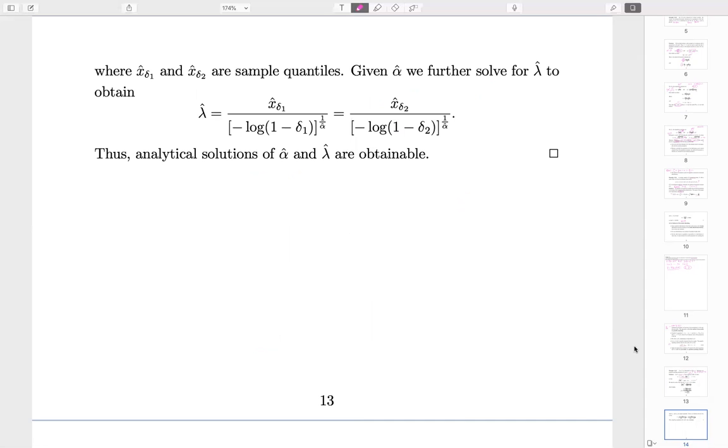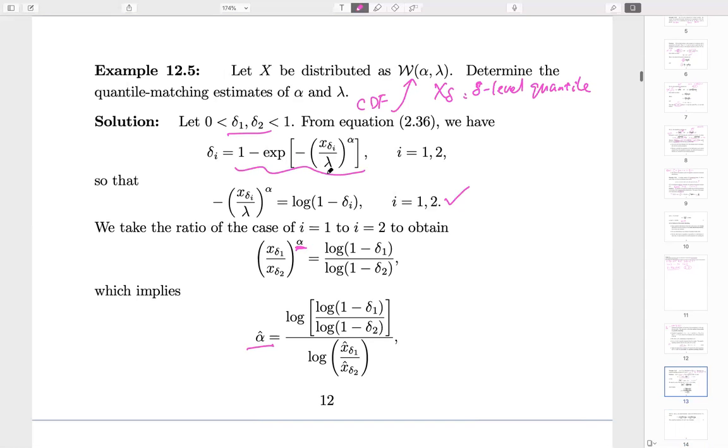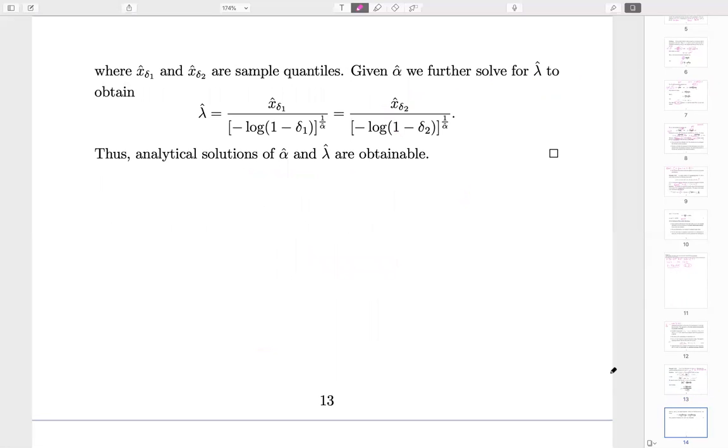This is a nice example because, first of all, we are able to eliminate one of the parameters to arrive at an equation of 1 unknown. And even luckily enough, we are able to solve this explicitly. In most quantile matching examples, you may not be able to get explicit expressions like this. So let me give you an example.